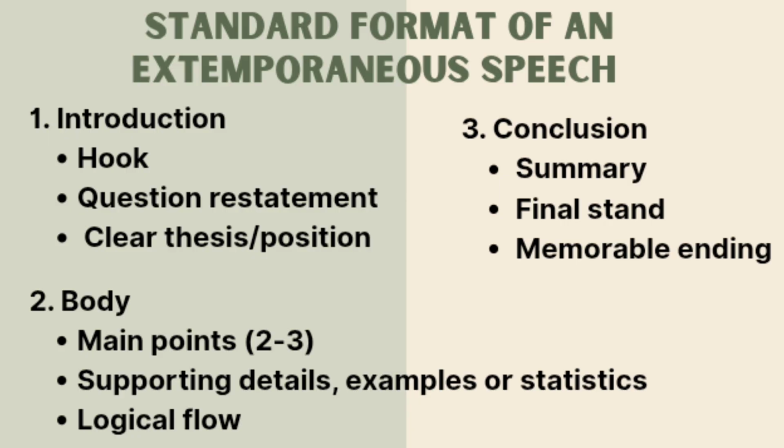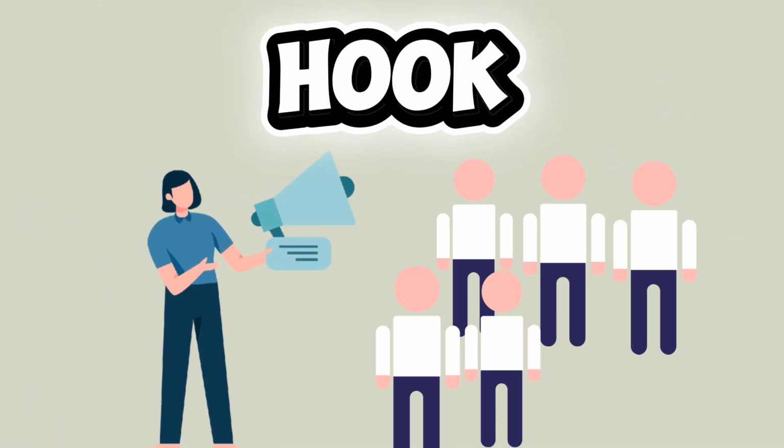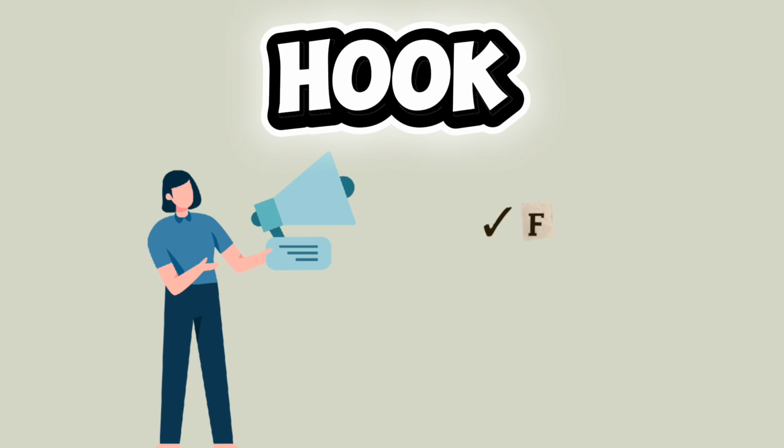Now, for the first part of our discussion, we have the standard format of an extemporaneous speech. First is the introduction. Under it, we have the hook, question or statement, and clear thesis position. Alright, so the hook is the part where you need to get the attention of your audience. This can be done through a surprising fact, a quote, or a provoking question.